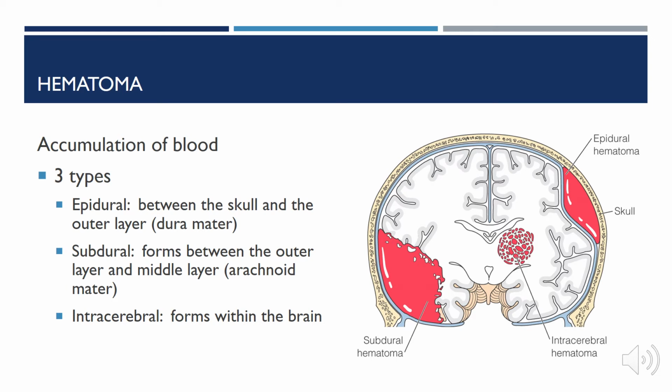So a hematoma is accumulation of blood. There are 3 types of this for intracranial hemorrhages: epidural, subdural, and intracerebral. So epidural is between the skull and the outer layer, so that little thin area there on the right hand side. Then the subdural is between the outer layer and the middle layer, and that's a little more severe. And then we have intracerebral, and that's within the brain, and that's the most severe.